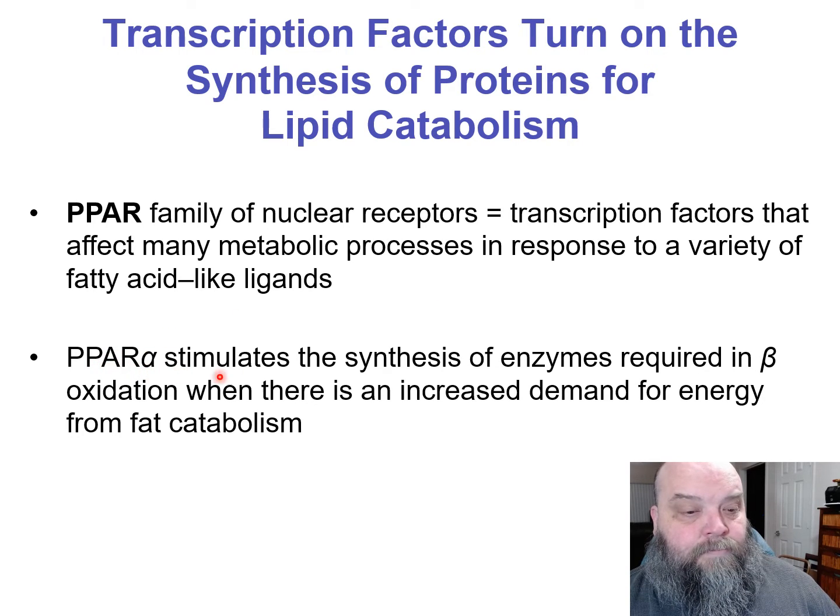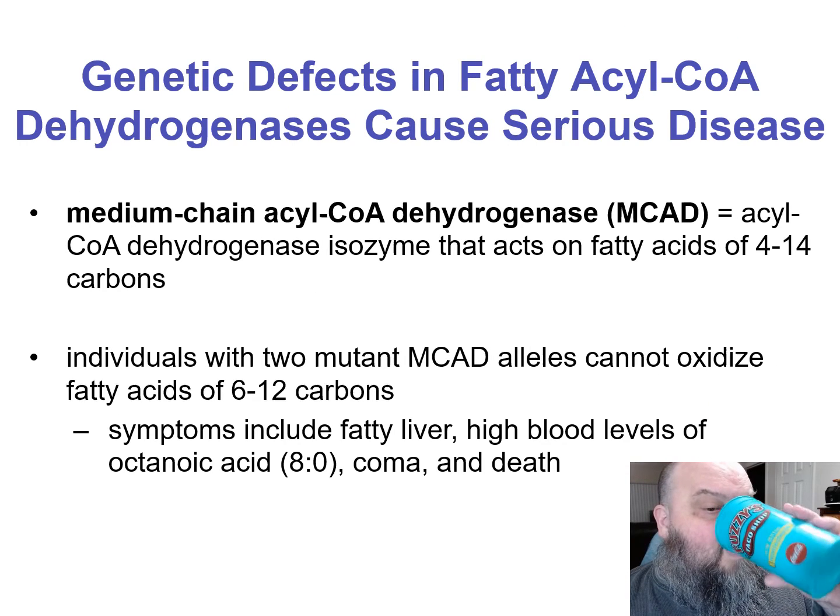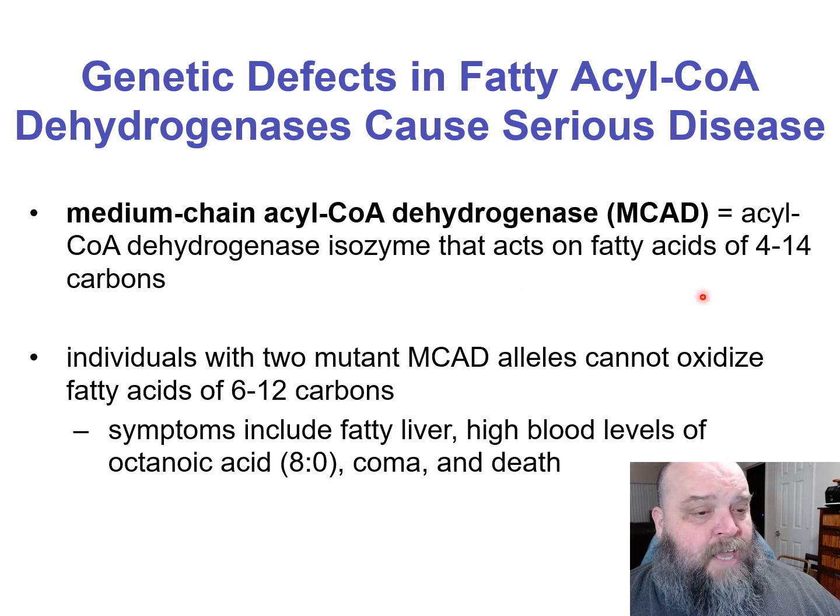PPAR alpha stimulates the synthesis of enzymes required in beta oxidation. So you have an increased demand for energy. PPAR alpha gets stimulated. That means you're going to need energy, so you start breaking down all the fatty acids possible. You have medium chain acyl-CoA dehydrogenase. This is what breaks down the things that are 4 to 14 carbons in length.